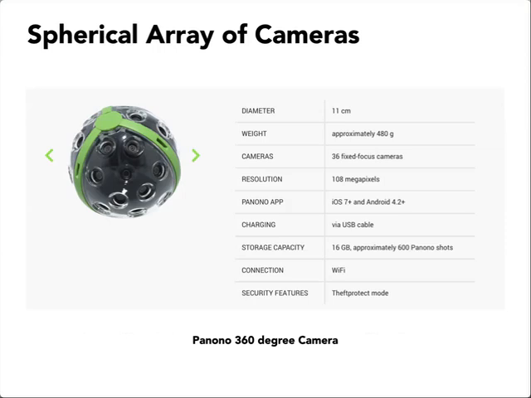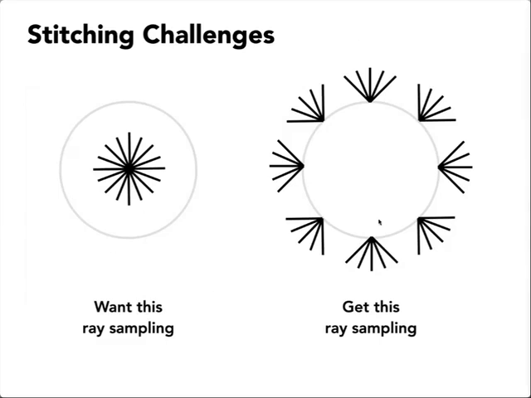But in general, you can try to minimize that as much as possible. And as I said, they can work really great for lots of use cases. Just very briefly, there have been other methods of trying to capture spherical data. This is another approach. This is a spherical camera from a company called Panono. Again, you want this ray sampling. In this case, you get this ray sampling.